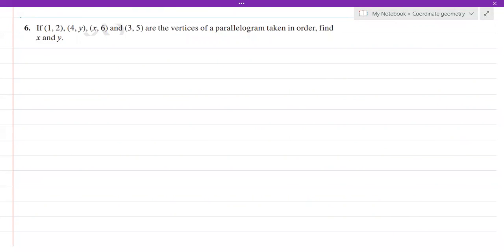Sixth one, a very, very important question from the exam point of view. Many a times this question has come for the exam. So you can put a big star mark for this question, a very important one. Now what is given is, if (1, 2), (4, y), (x, 6) and (3, 5) are the vertices of a parallelogram taken in order, find x and y.